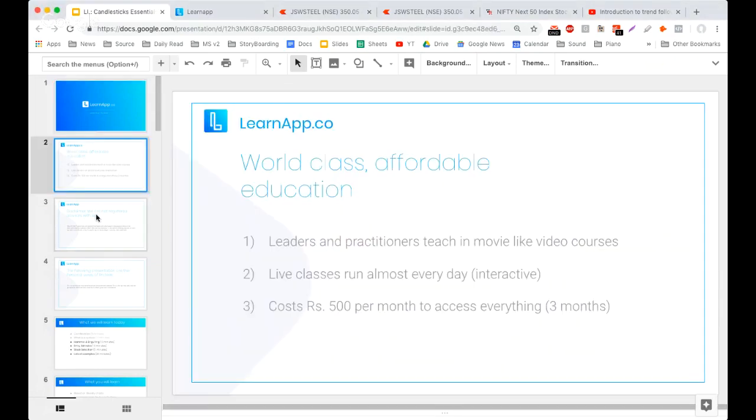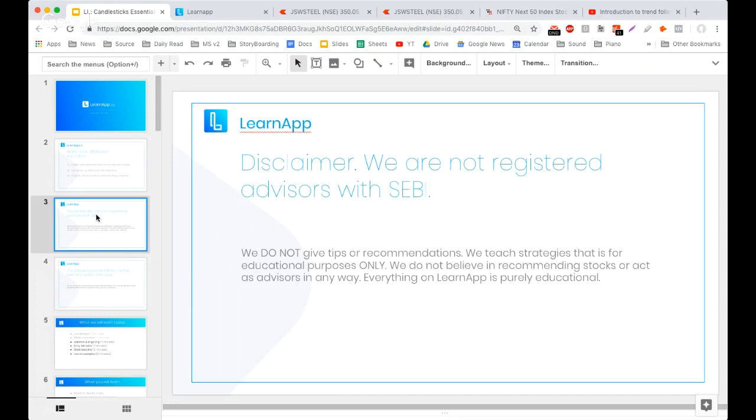So one thing I need to say is that we are not registered advisors with SEBI. We do not give tips or recommendations. Today is just for education purposes only, and you can use this to further your research.